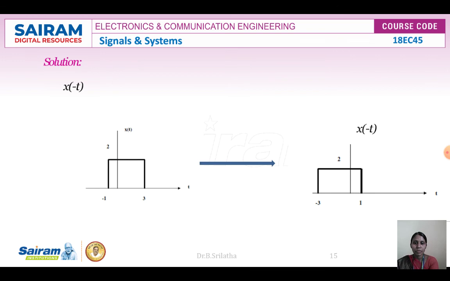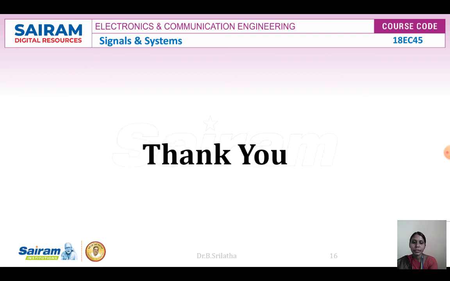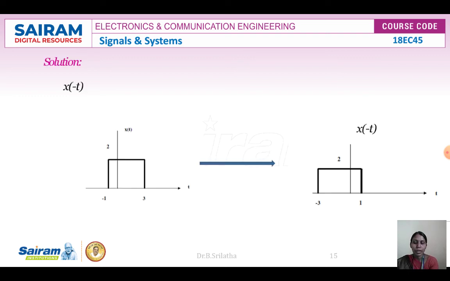Now this is x of t. If we apply the reflection property, here minus 1, it will be like a mirror image. It is a folding property. This one will go to this side. So minus 1 will come here as plus 1. 3 goes to minus 3. See, this goes to here and this goes to here. So you can see the waveform, it is reversed. I hope you understood, and the remaining problems we'll see in the next class. Thank you all.